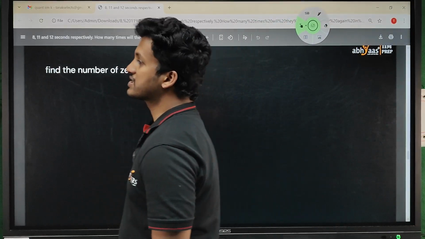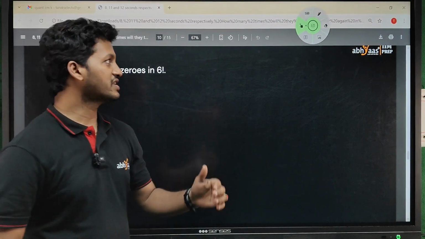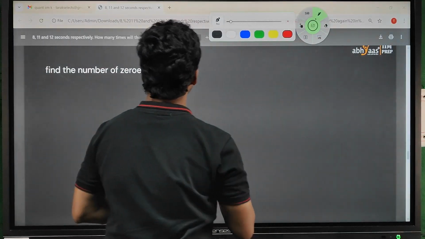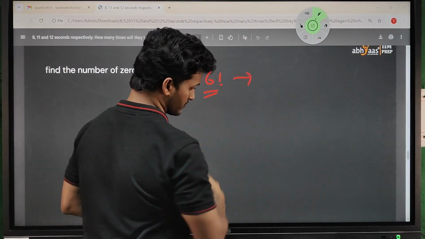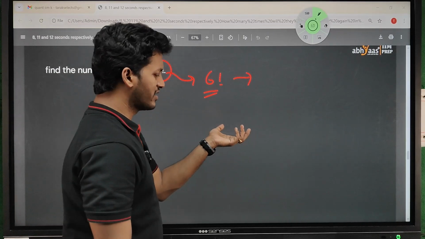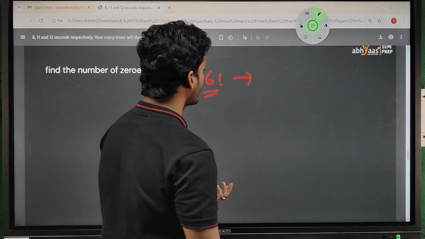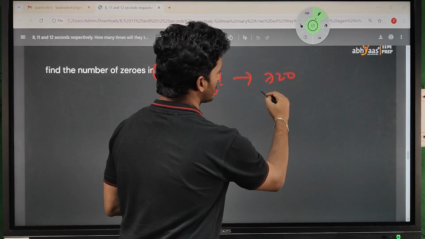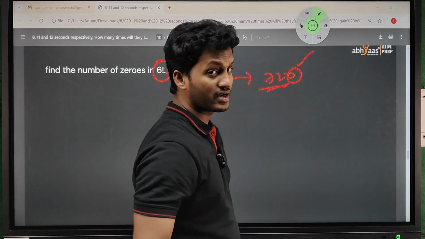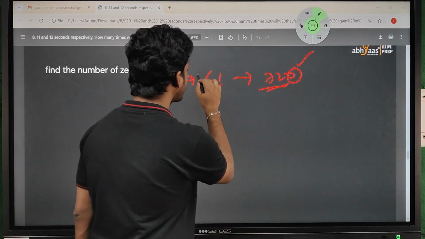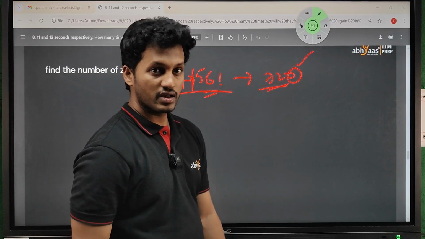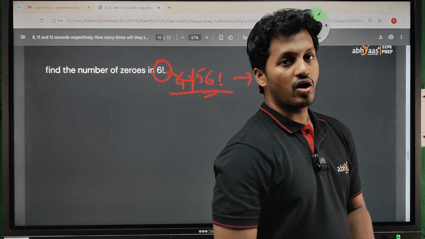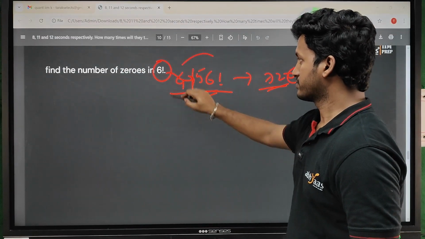Find the number of zeros in 6 factorial. Obviously it is very easy for you guys to find how many zeros are in 6 factorial. 6 factorial you can find directly, the value is 720. So there is only 1 zero, right? But what if I give it as 56 factorial or 156 factorial or 4156 factorial? This will make the problem much tougher.